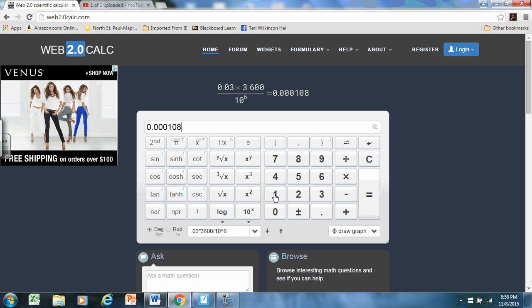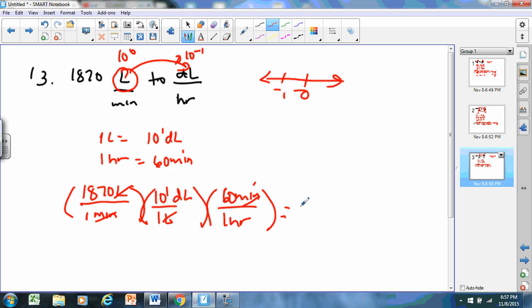When I do clear, 1,870 times 10 times, what is it, 60? It's hard for me to flip back and forth. Yeah, 60. Put enter. The calculator says 1,122,000, but this is one of those weird ones. So 1,122,000 deciliters per hour. But this number only has 3 sig figs.